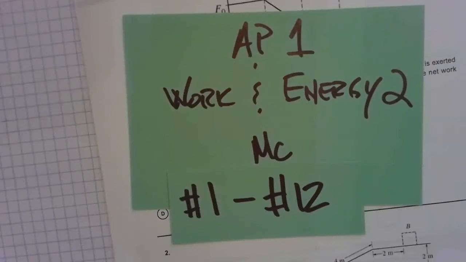AP Physics 1, Work and Energy 2, that multiple choice set. We're going to cut that one in half. It's 24 questions. We're doing 1 to 12.